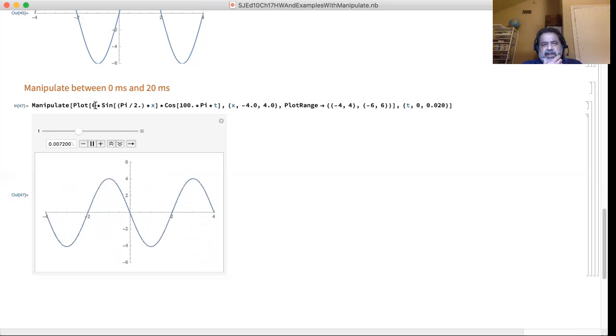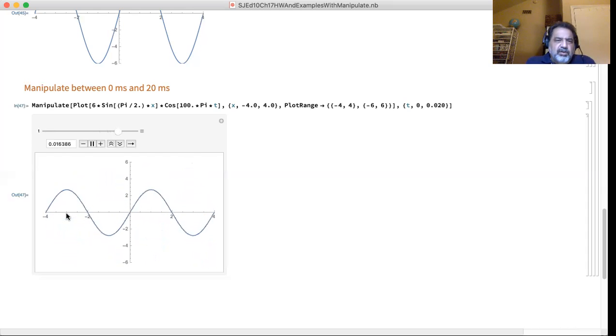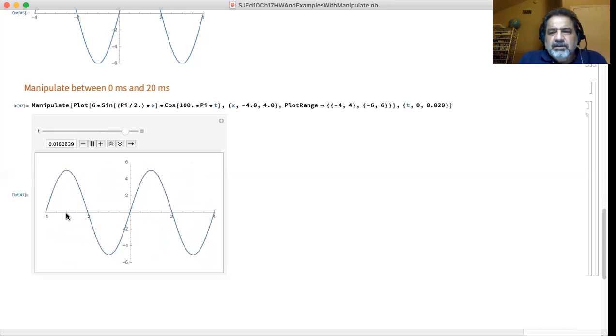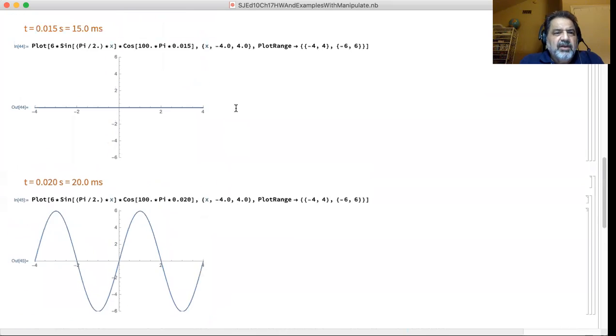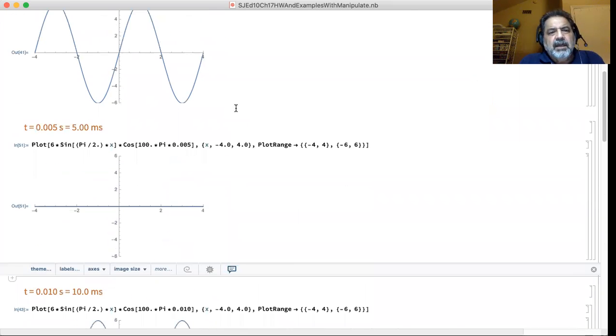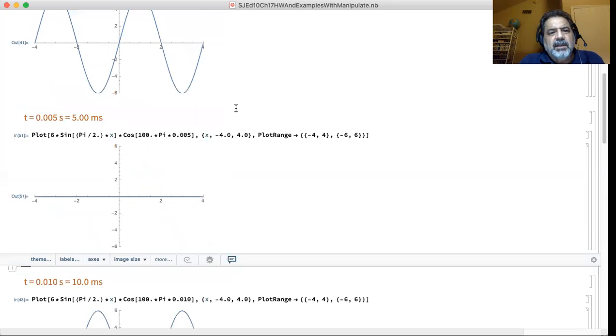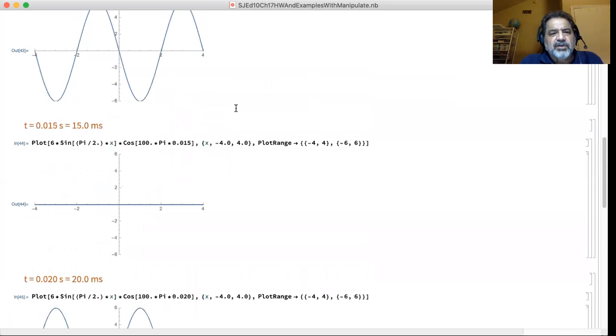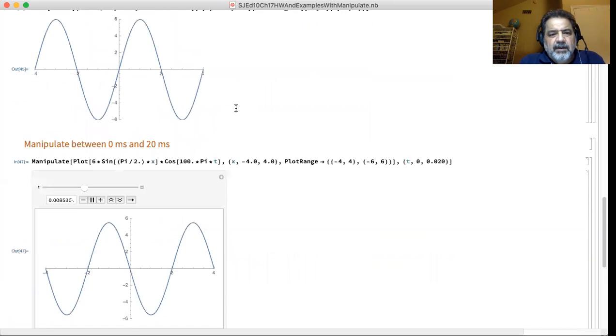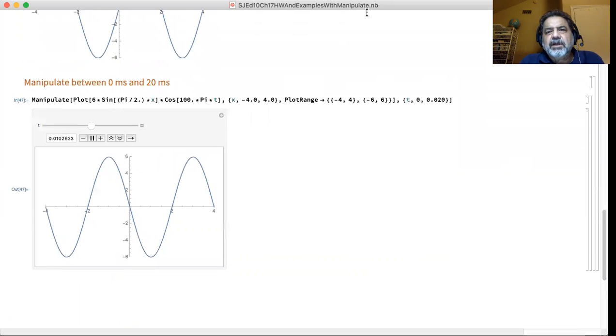These peak points, and any point that's not on a zero crossing, are actually experiencing simple harmonic motion. So I just wanted to show you the dynamics of this particular equation. The static displays seen here don't really show you what's happening as it transitions from 0 to 20 milliseconds. Okay, that's all I wanted to show.